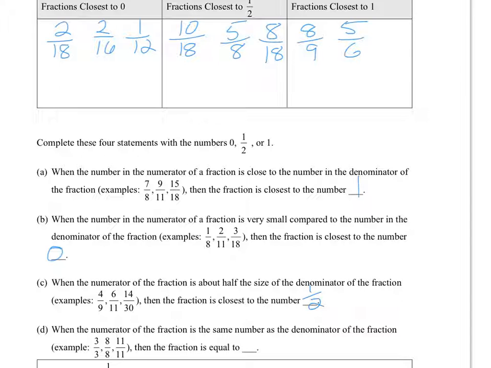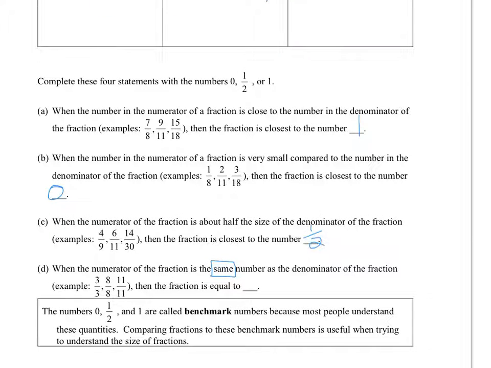Okay, and then this last rule here, when the numerator of the fraction is the same as the denominator, so if you have 3 over 3 or 8 over 8 or 11 over 11, then the fraction is equal to the number 1, okay? It's just saying that's exactly 1. Like if we had 11 pieces on the bottom and all 11 were shaded in, then you have a whole cake or a whole loaf of bread or whatever you want to call it.